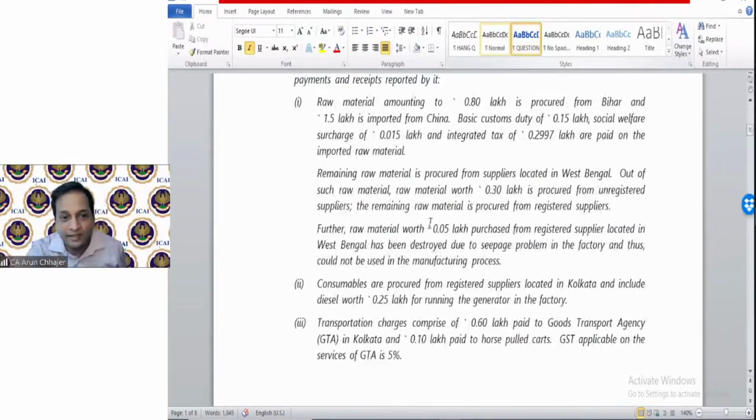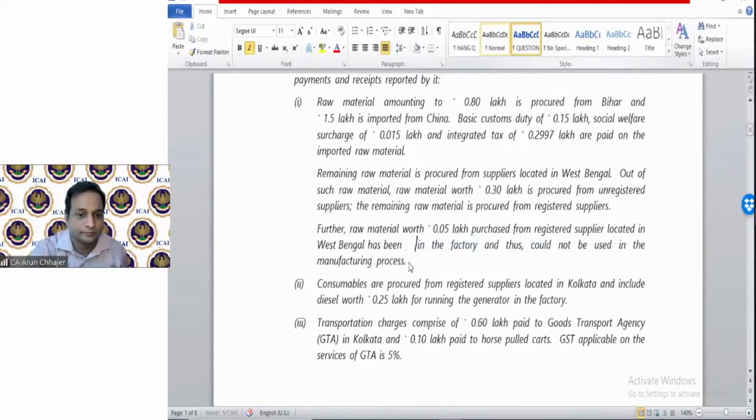Now, the raw material worth rupees 0.05 lakh purchased from a registered supplier has been destroyed due to the CPS problem. Okay. So can we take the ITC?